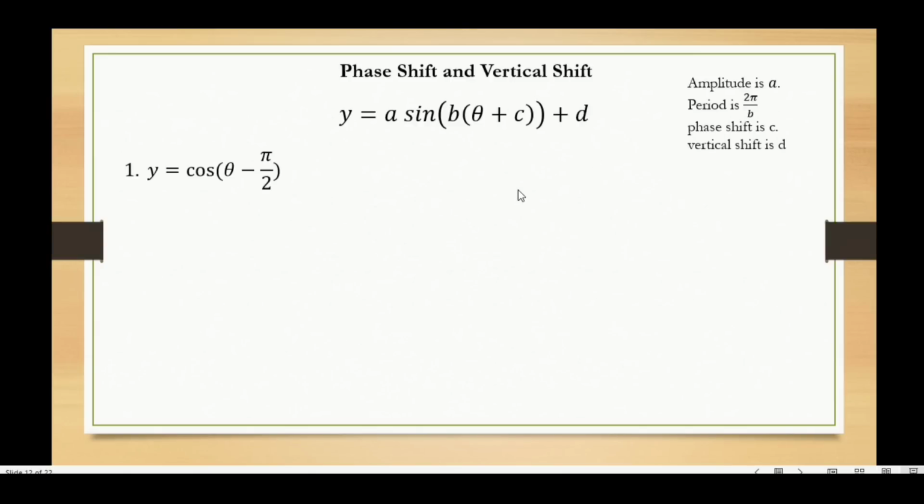So tingnan natin. For example, meron tayong y is equal to cosine the quantity of theta minus pi over 2. So naka-parenthesis class. Kasi magkaiba yung graph kapag wala silang parenthesis.